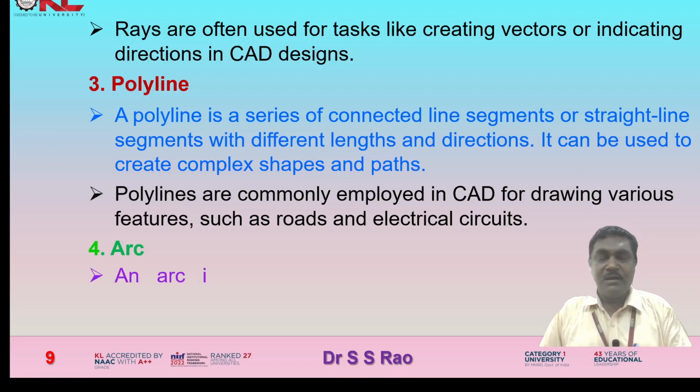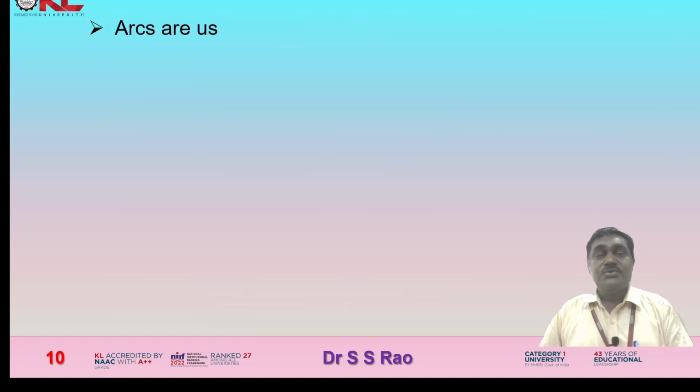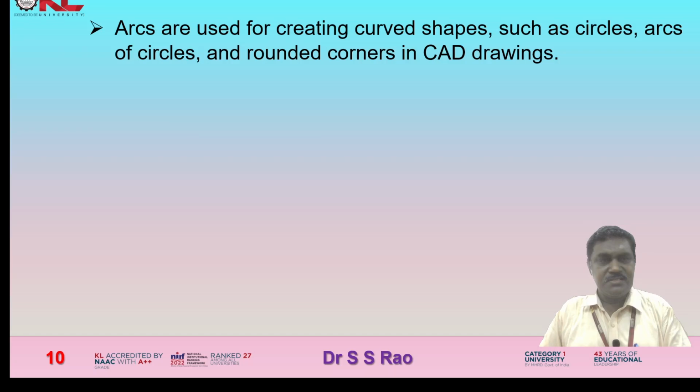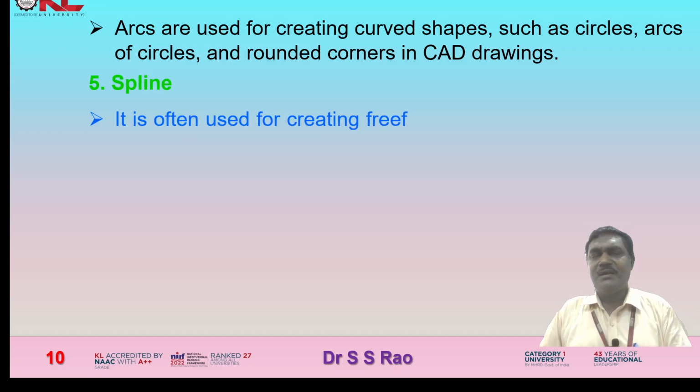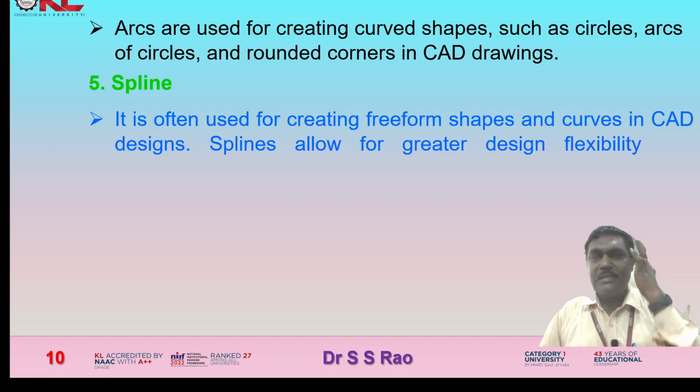Fourth one is the arc. An arc is a curved line segment that represents a portion of a circle or a more complex curve. Arcs are used for creating curved shapes such as circles, arcs of circles and rounded corners in CAD drawings. Splines are often used for creating free-form shapes and curves in CAD designs. Splines allow for greater design flexibility and precision.